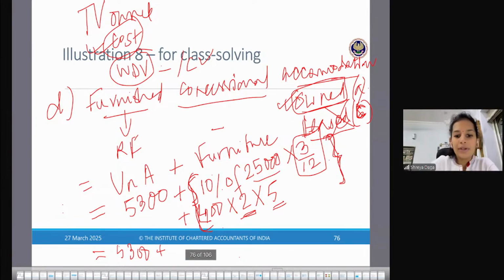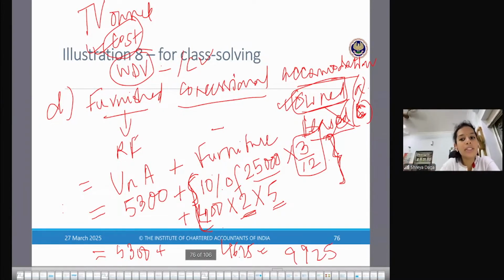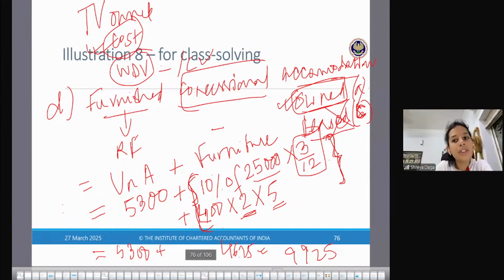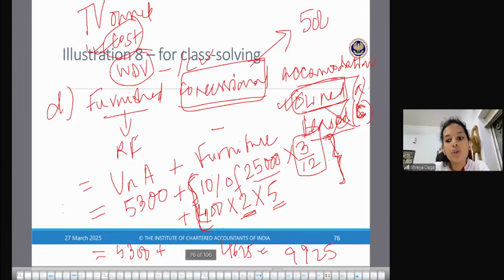Four six two five. Very good. Okay, so the total value is 9925. And out of that, it is not totally rent-free. It is concessional because the employee is paying you back 5,000. So you reduce 5,000 from 9925.